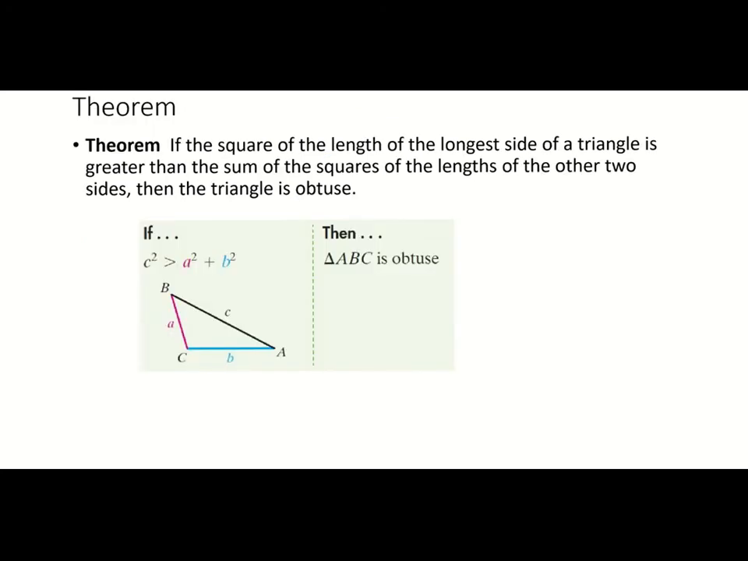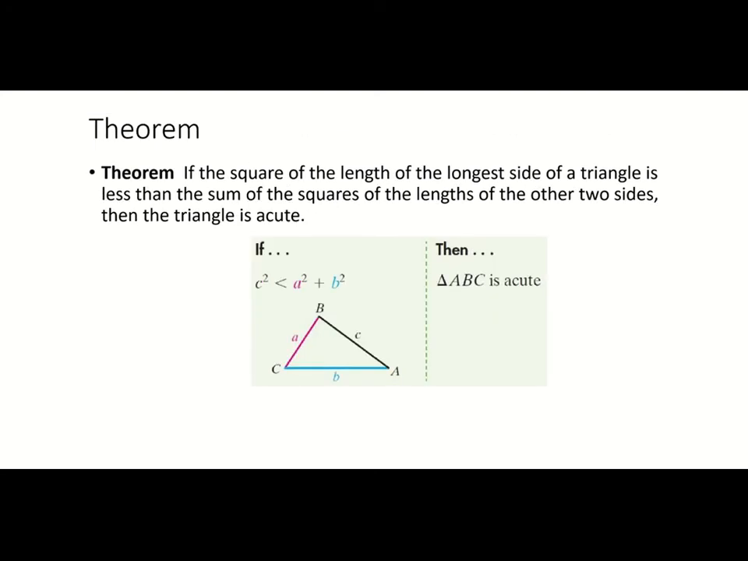Now we can use the Pythagorean theorem or a version of it to help us look at triangles to figure out if it's an obtuse or an acute or a right triangle. If it's a right triangle, the two smaller sides squared equal the third side squared. But if the square of the length of the longest side of a triangle is greater than the sum of the squares of the lengths of the other two sides, then the triangle is obtuse. So here, if you square your three sides and the longest side is larger than the two legs, then it is an obtuse triangle.